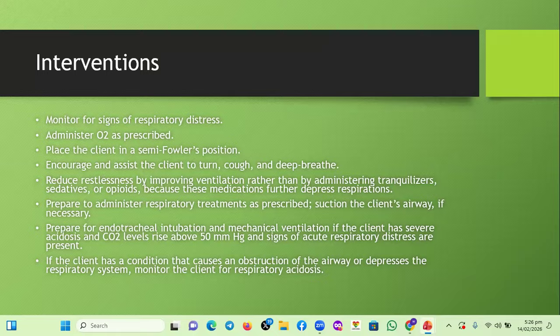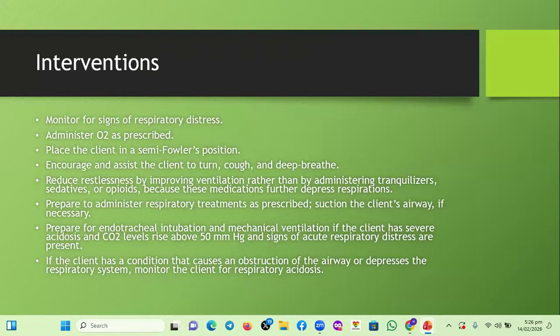But this time around, the person is retaining more carbon dioxide. So it means that the ability to bring out carbon dioxide is going to reduce. And so the level of oxygen in the blood will also reduce. And so that is why you need to administer oxygen.